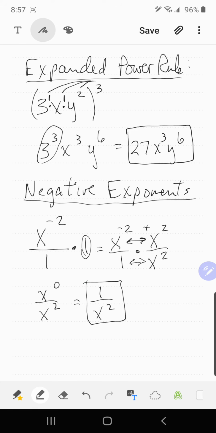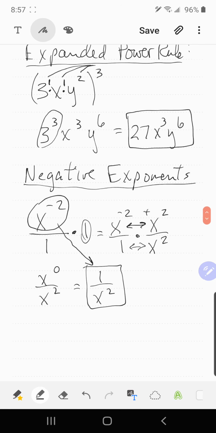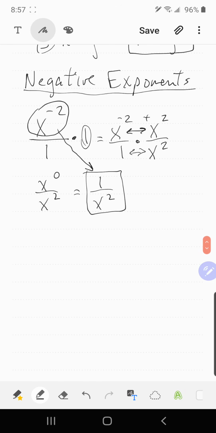So I want you to notice what we've effectively done is started with something that had a negative exponent, and now we have an expression with x expressed to a positive exponent. And that is the very long way to do that. Let's look at how to do this with a shortcut, okay?